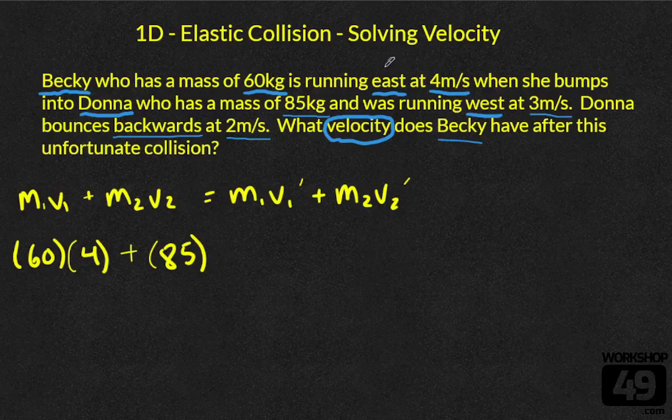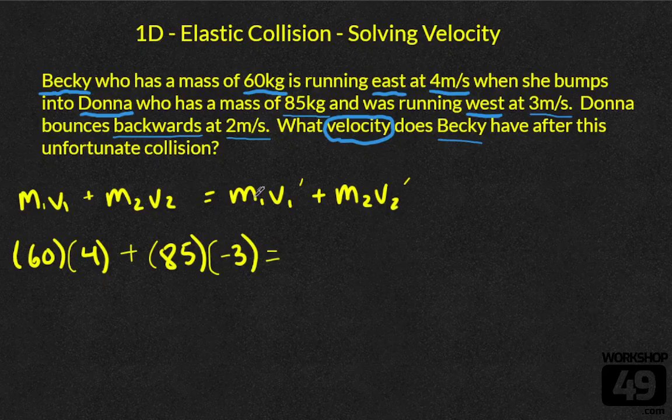If we've decided that Becky is going east at 4 meters per second, and that's a positive 4, Donna, who is running west, which you could think of as to the left if you're looking at a grid, that's going to be a negative 3. It's the other direction. If you make them both positive, you're going to get some wonky answers. They can't bump into each other. They go in opposite directions, and that's why they collide.